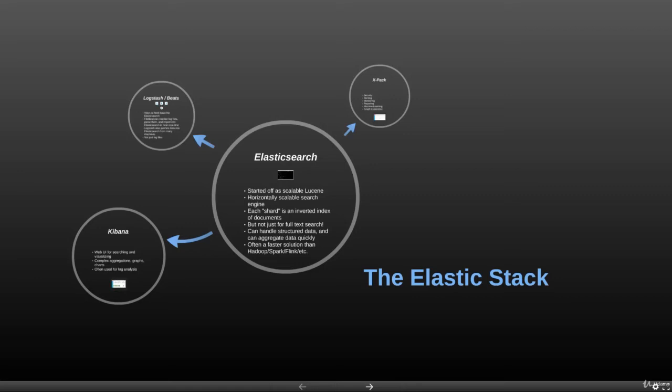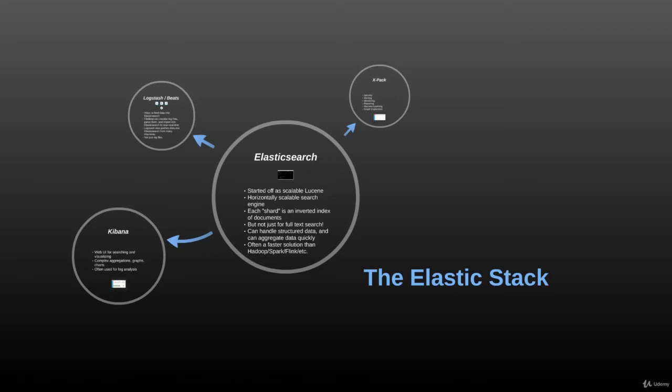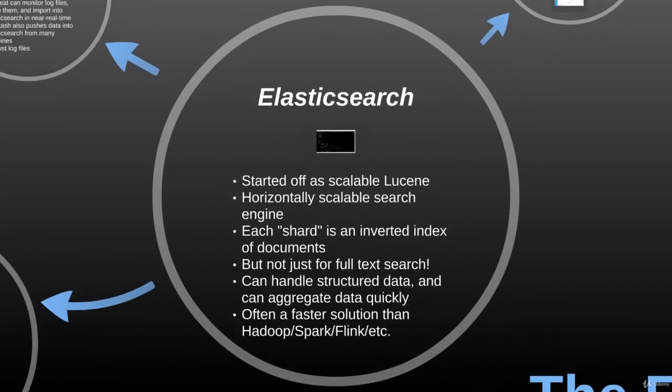Let's start off with sort of a 30,000-foot view of the Elastic Stack and the components within it and how they fit together. So Elasticsearch is just one piece of this system. It started off as basically a scalable version of the Lucene open source search framework, and it just added the ability to horizontally scale Lucene indices. So we'll talk about shards of Elasticsearch, and each shard in Elasticsearch is just a single Lucene inverted index of documents. So every shard is an actual Lucene instance of its own.